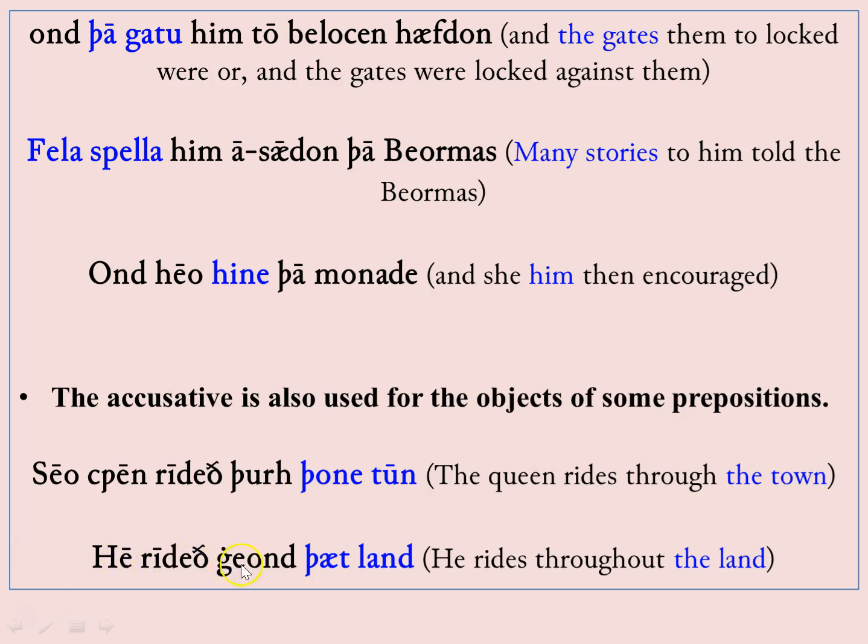He rideth yeond that land. He rides throughout the land. That land is in the accusative. So, just before it, yeond, throughout, is a preposition. And so that land is the object of this preposition yeond, throughout. And so it takes the accusative. And it helps to give you meaning. So, he rideth yeond that land.